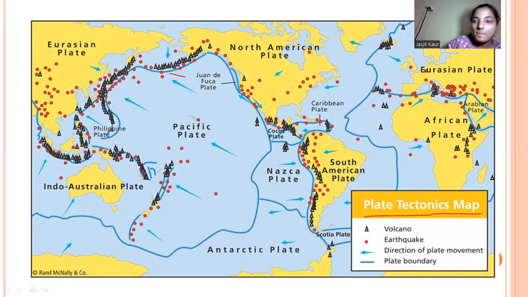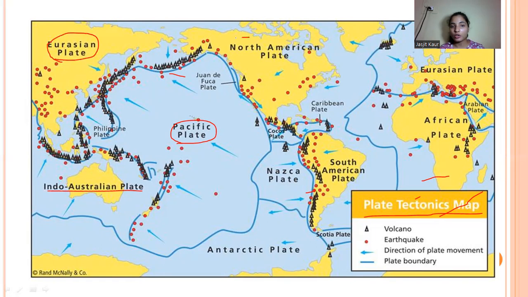Yes, we have Pacific plate. Okay. So we have Pacific plate here. Okay, what else? Indo-Australian plate is there. Eurasian plate is there. North American plate is there. South American is there. African plate is there. Yes, Caribbean plate. So we have n number of plates presented on the map.